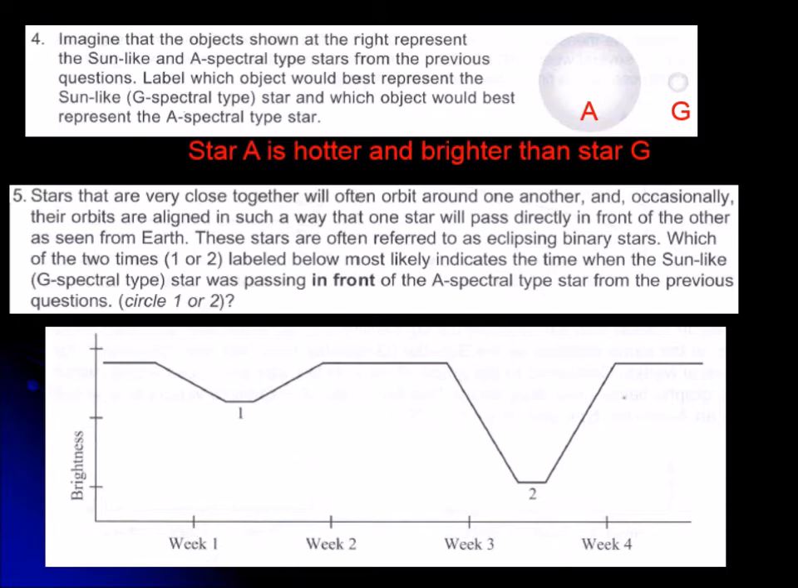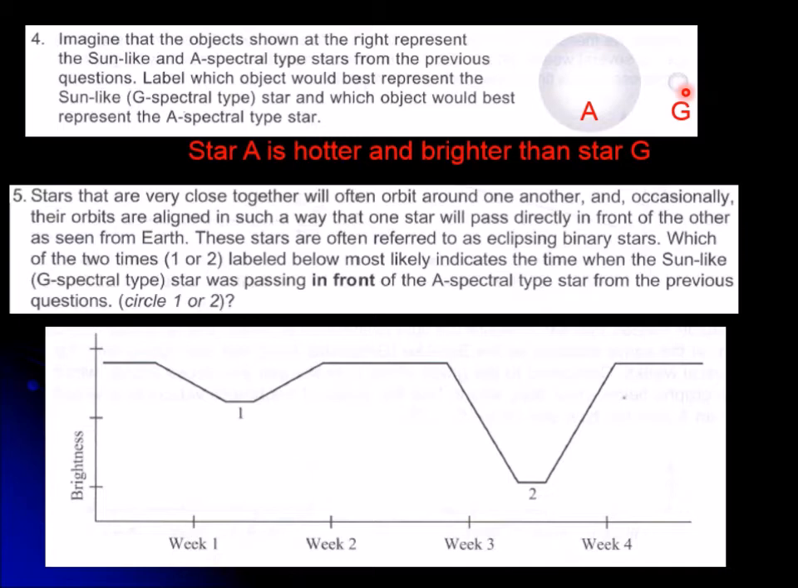Question number 5. The stars that are very close together will orbit around each other, and they will produce this type of fluctuation of the brightness as a function of time. And which of the two times, we have two times labeled here, time 1 and time 2, most likely indicates the time when the sun was passing in front of the A spectral type star?